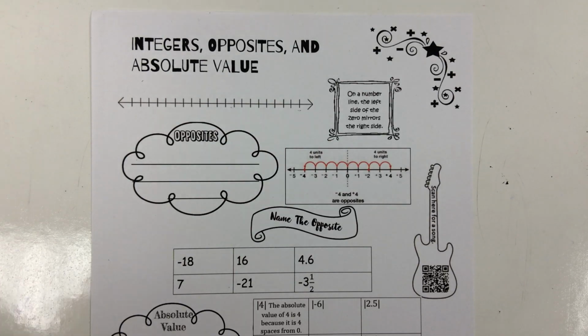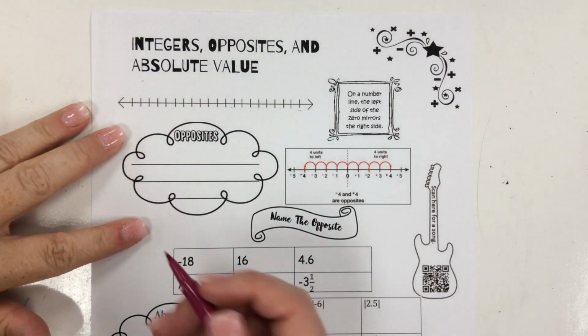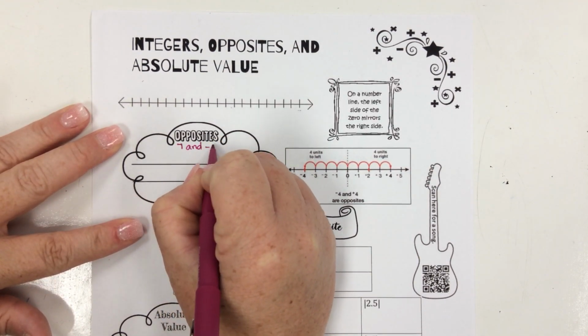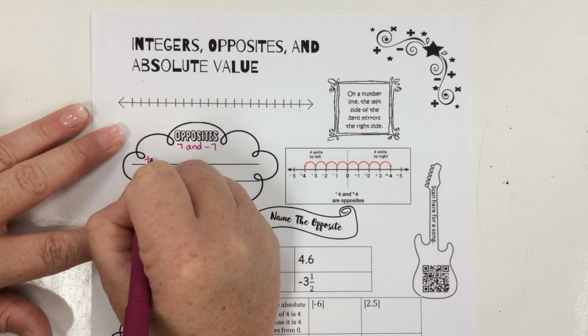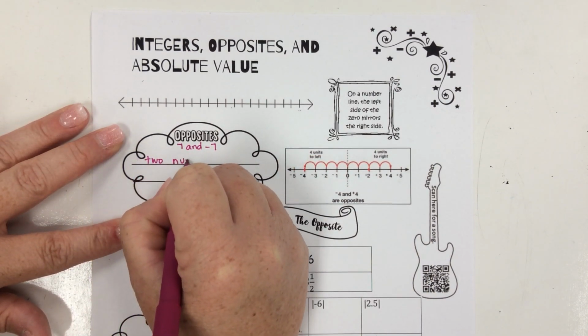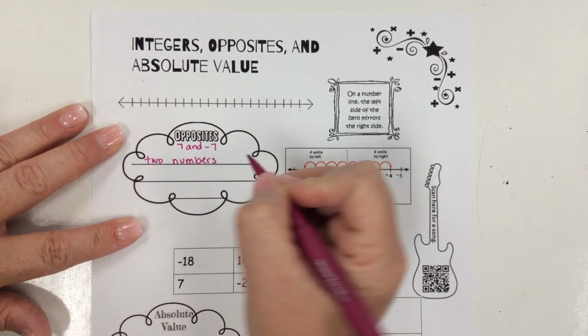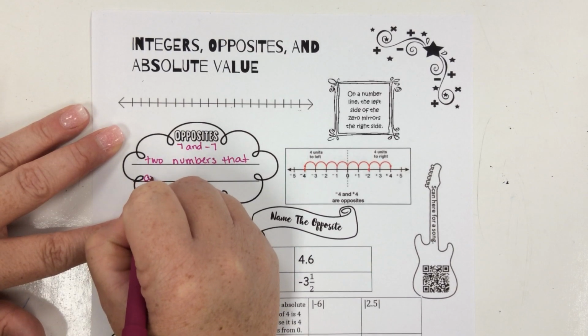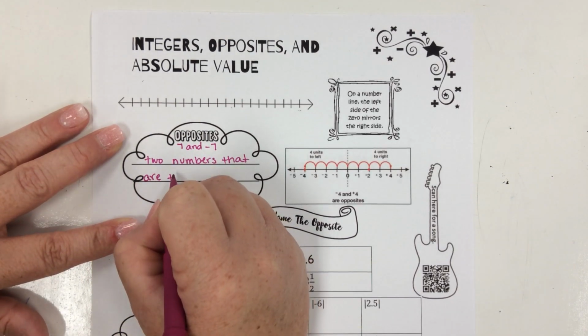So the first thing we're gonna do is write down the definition of opposites. Now, we know opposites are things like up and down or cold and hot, but opposites also have numbers. So opposite numbers could be like 7 and -7. They are two numbers that are the same distance from 0. Be sure you're writing this down.